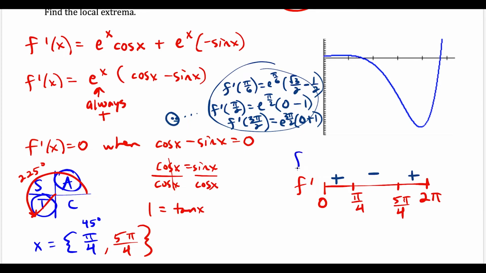So then from here we could describe the behavior of f. f is increasing, then decreasing from pi over 4 to 5 pi over 4, then it increases again. So we have a local maximum at pi over 4 and a local minimum at 5 pi over 4.